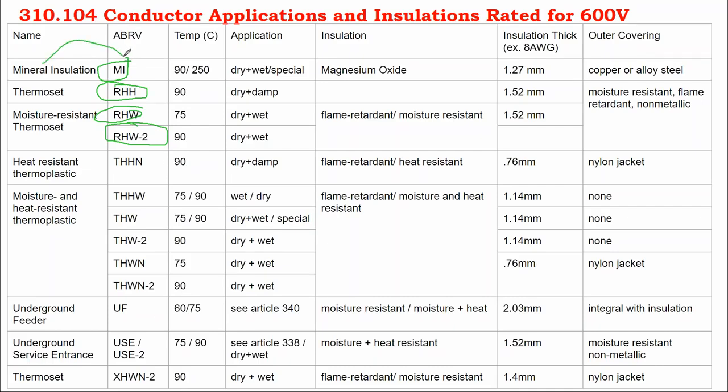MI stands for mineral insulated. These are conductors. Sorry, not cables. We have a plastic skinned cable. We have a moisture resistant plastic skinned cable. And so what we're seeing is this moisture resistant has this W in it. And then this doesn't have a W, and this one says it's moisture resistant and it has a W. That W is a sign of a wet rated cable.